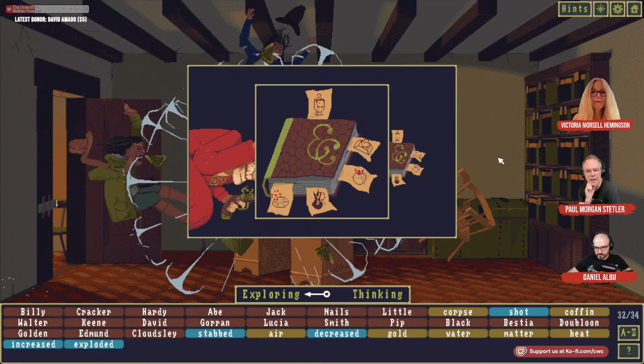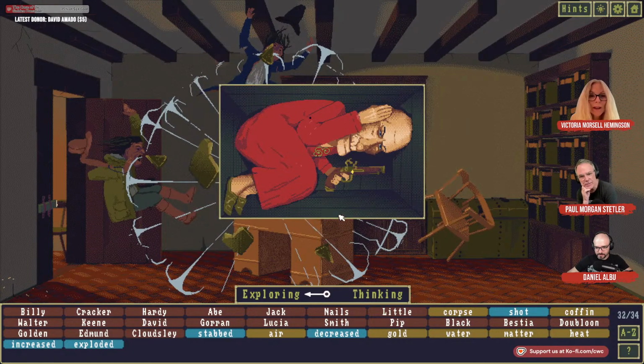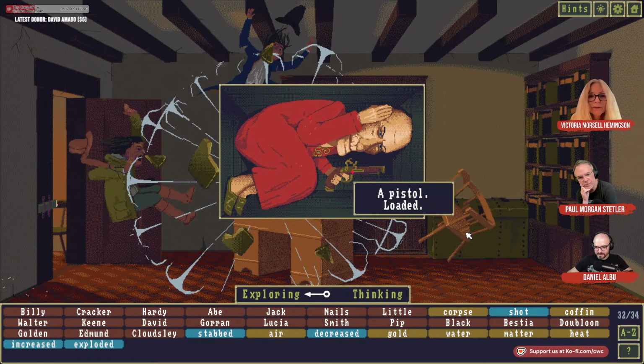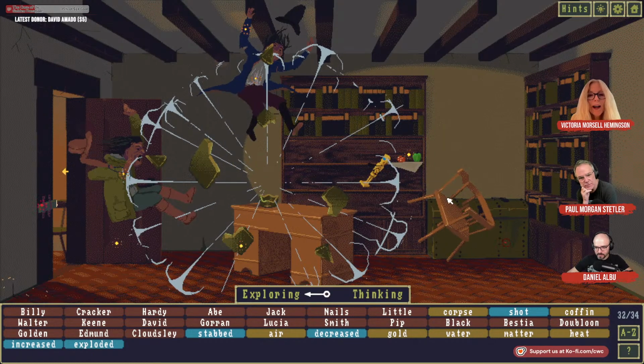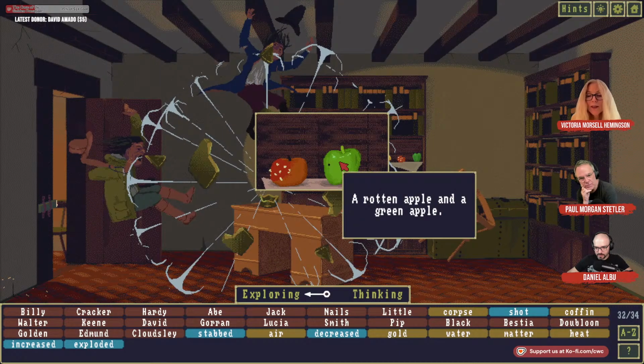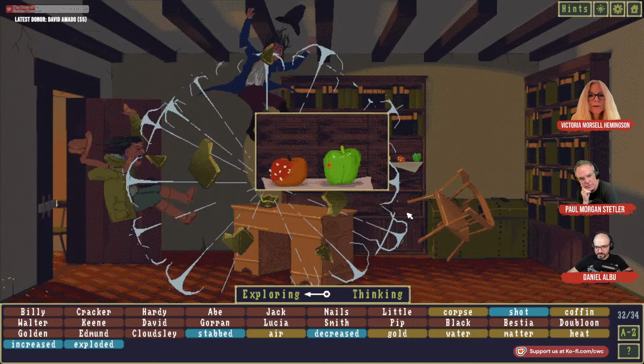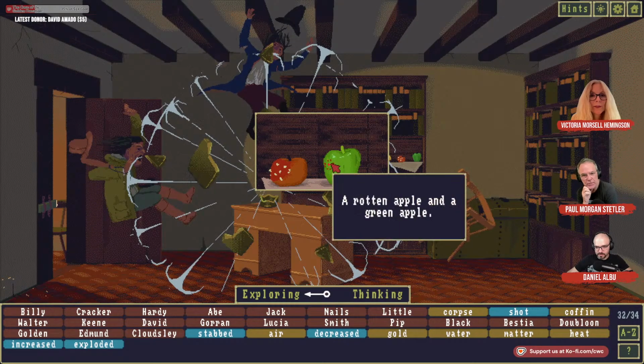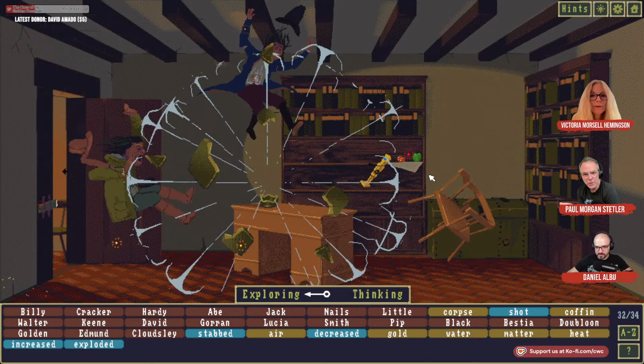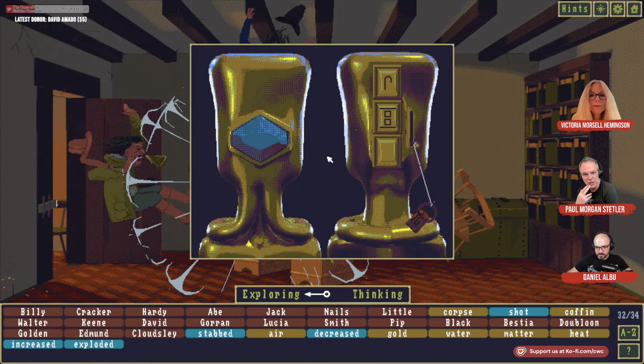I don't understand. Oh my God, this is science. Okay, a pistol loaded. But why? I don't understand why that is. So that is Edmund. Why is he in there? Maybe he's hiding from the explosion. I mean, yeah. A rotten apple and a green apple. Green and a red. They're both green and red. There's something about it being green and red.